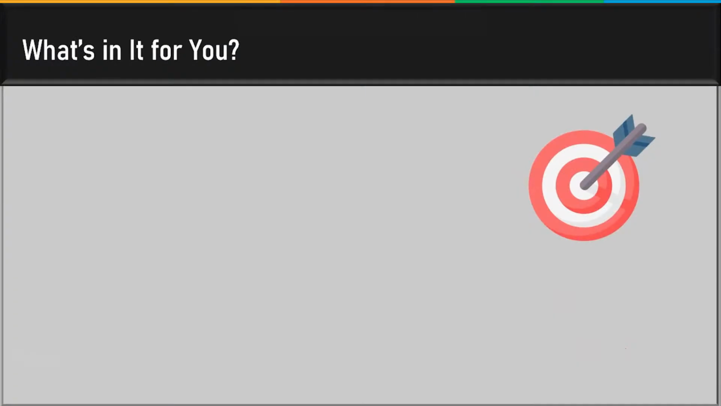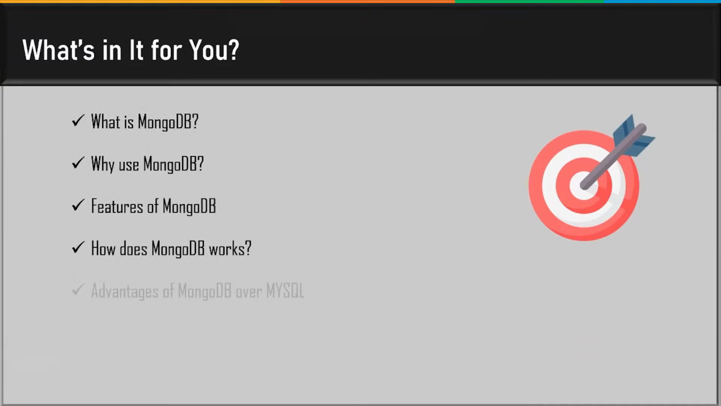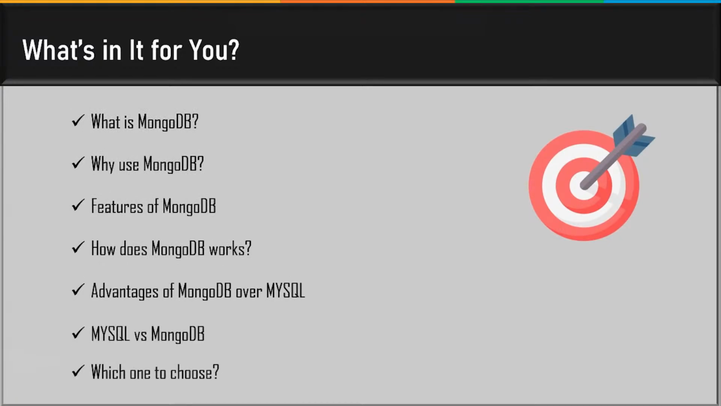Firstly, let us go through the agenda for today's session. We'll start the tutorial by understanding what is MongoDB, and then we'll understand why we use MongoDB, and after that we'll be discussing some features of MongoDB. Up next, we'll discuss how exactly MongoDB works, and after that we'll be discussing some advantages of MongoDB over MySQL, and then we'll have a detailed comparison between these two databases, that is MySQL versus MongoDB, and finally we'll understand which is the better database and when we should be using these two databases.